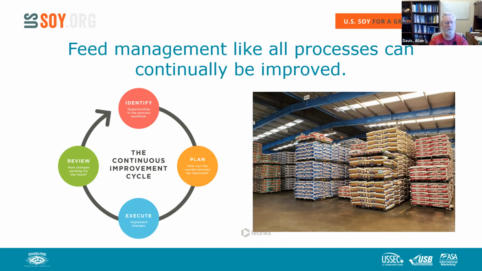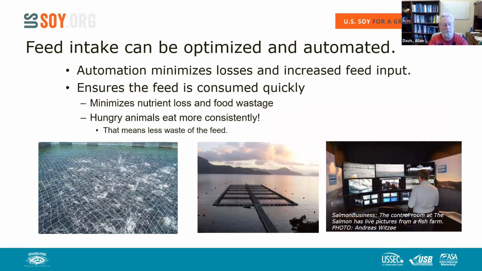I want to remind you that feed management, like all processes, can continually be improved. I'm a big fan of continual improvement, lean manufacturing, or whatever terminology we'd like to use, but we need to continuously look at our processes, continually challenge whether or not we're doing things right or wrong. We look to other industries, particularly the fish industry. Automation minimizes the loss and increases feed input. So it makes sense that we in the shrimp industry need to automate.